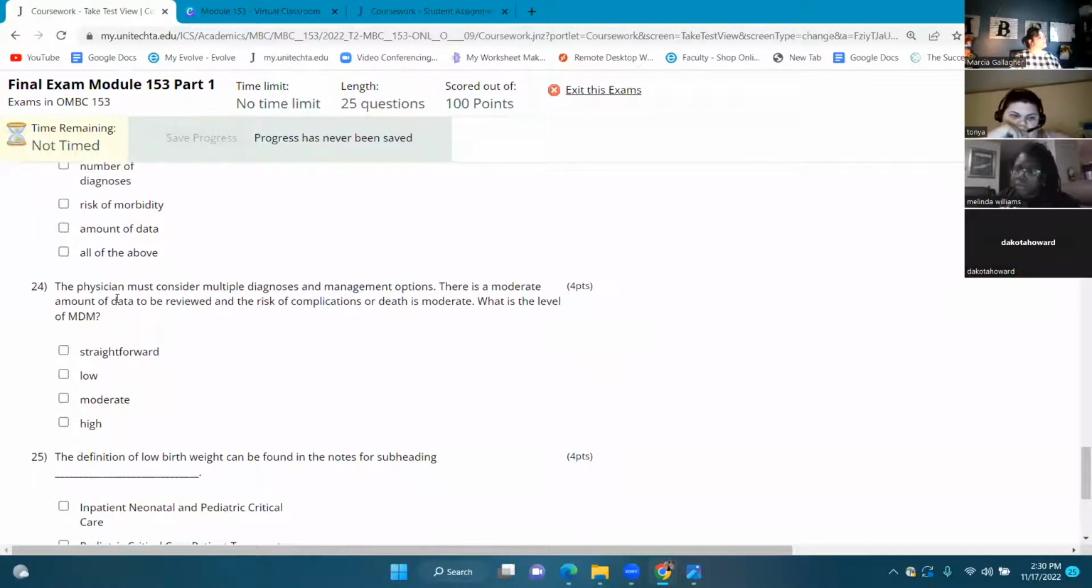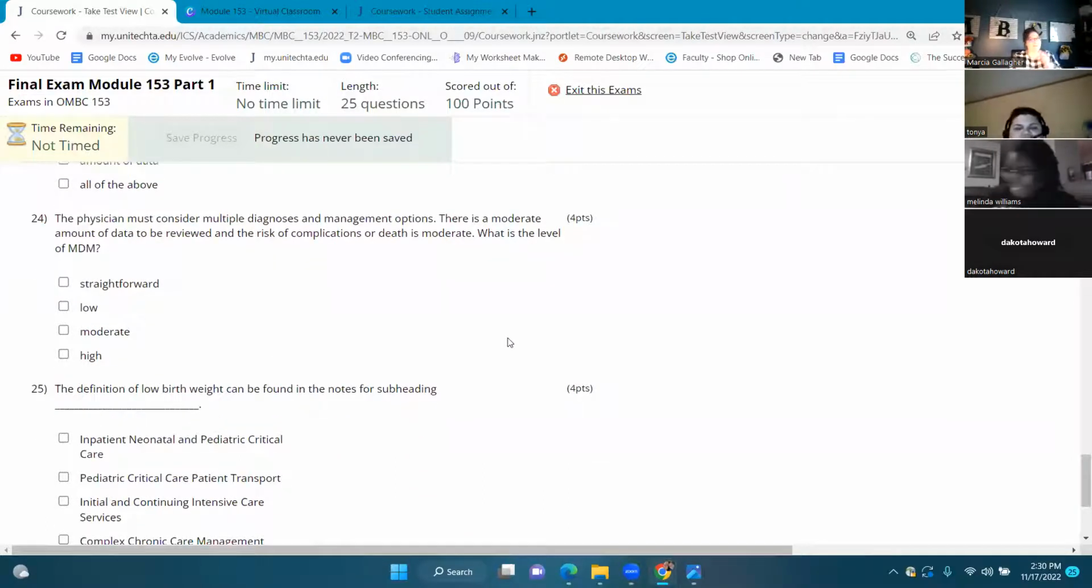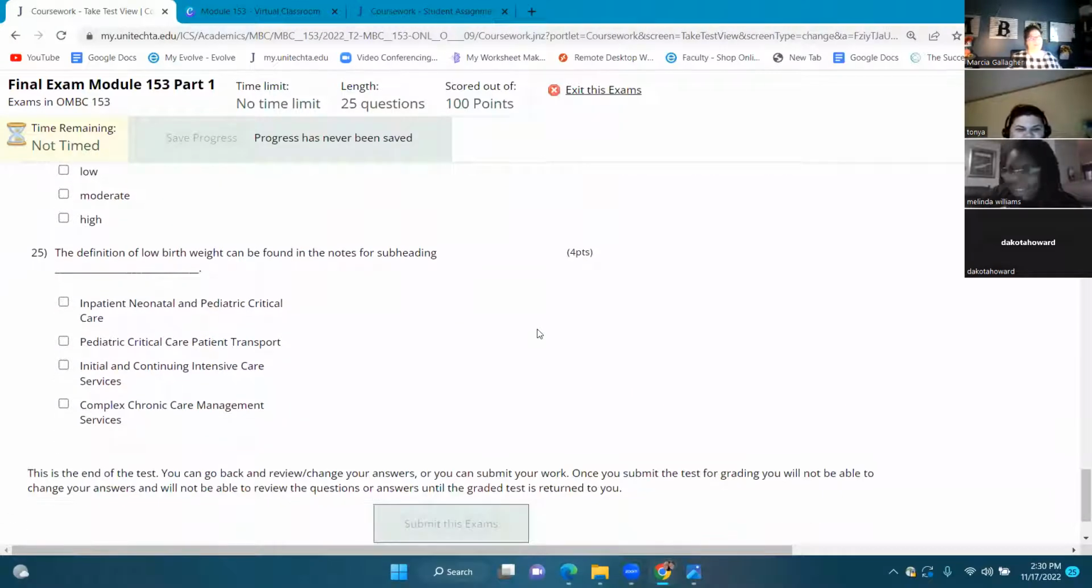Okay. The physician must consider multiple diagnoses and management options. There is a moderate amount of data to be reviewed, and the risk of complications or death is moderate. What is the level of MDM? Straightforward, low, moderate, or high? Let's look at this word right here. What does that say? Your answer's in the question. It's moderate. So what level are we looking at? It's moderate. I did slip some of the answer into the question there. I don't always do that, right?